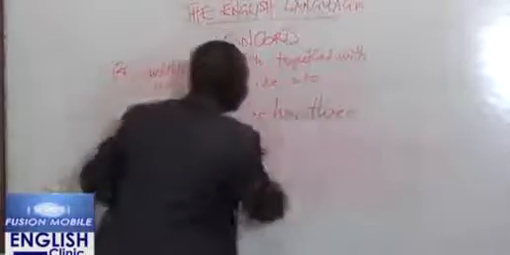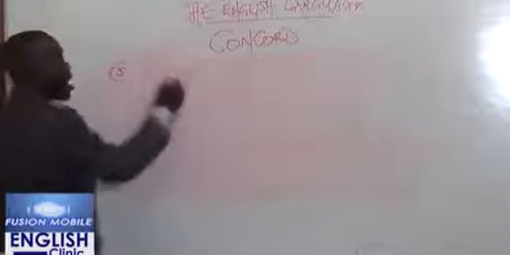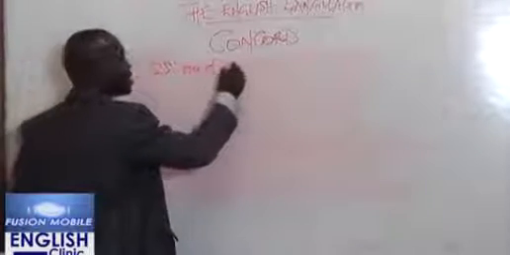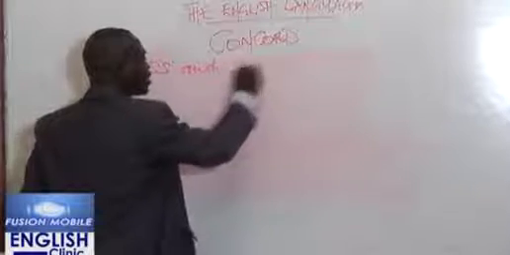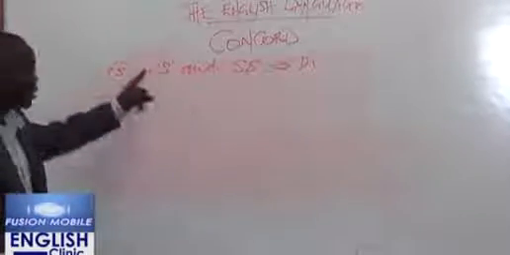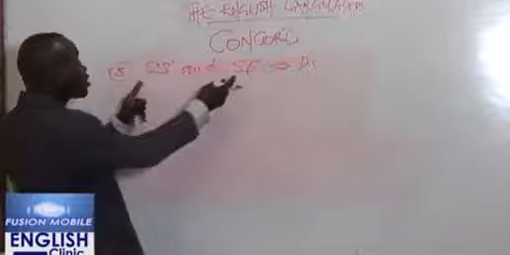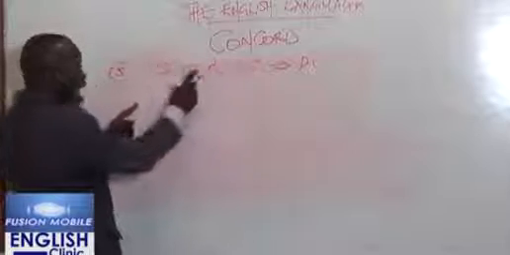So that once again concludes our discussion of the fourth rule of Concord. Now we go to the fifth rule of Concord. This rule says that when two singular subjects are connected by "and," we take a plural verb. This is just the summary of the rule. You have a singular subject, you have another singular subject, and both singular subjects are now connected by "and."